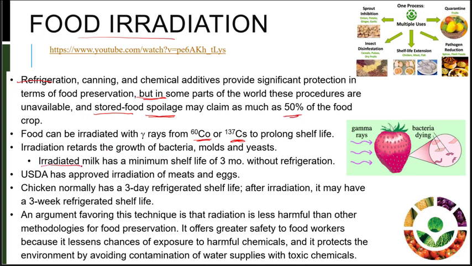For example, irradiated milk has a minimum shelf life of 3 months without refrigeration. The USDA has approved irradiation of meats and eggs. Chicken, for example, normally has a 3-day refrigerated shelf life, but after irradiation, it may have a 3-week refrigerated shelf life. An argument favoring this technique is that radiation is less harmful than other methodologies for food preservation.